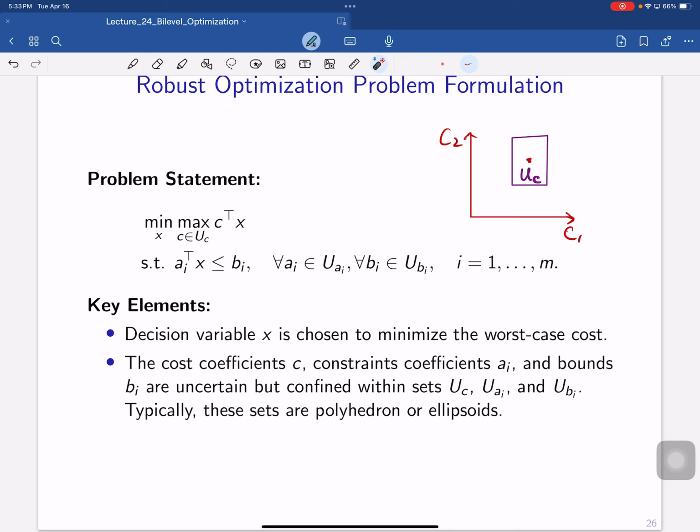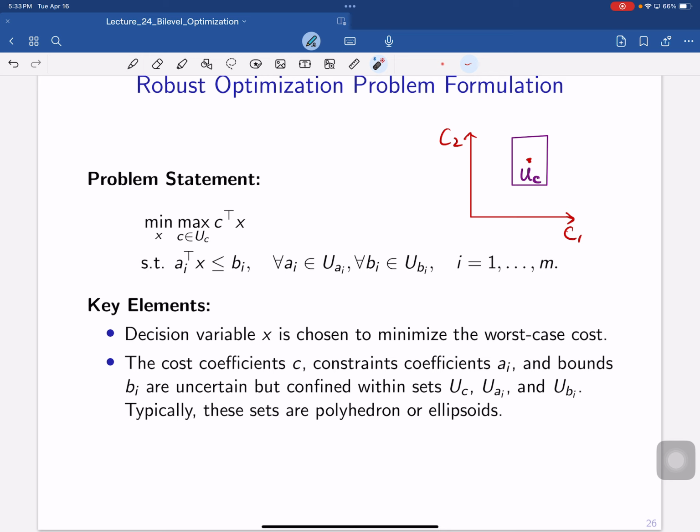So that's why I say we are optimizing for the worst case scenario, right? So you can think about this as a leader or follower game as well. The leader is choosing a given vector x, the decision you want to make now, right? And the follower is giving you the worst case parameters you can get. Okay. So you can think about the follower as things like nature, right?